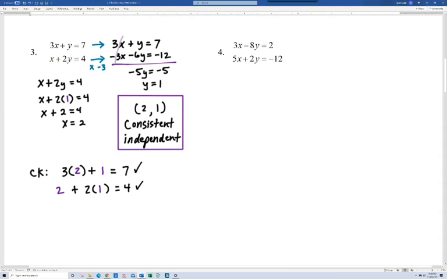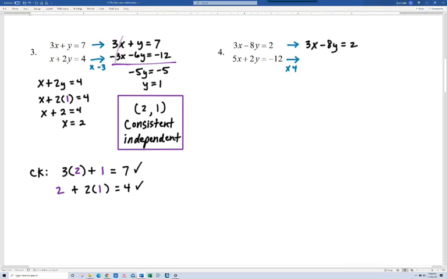Now, the math is not always as easy as that, but you could certainly use a calculator to check these quite quickly if the numbers aren't so nice. So let's go back to what we were doing on number 4. So we decided to multiply the second equation by 4. So we're going to rewrite the first equation and multiply the second one by 4.